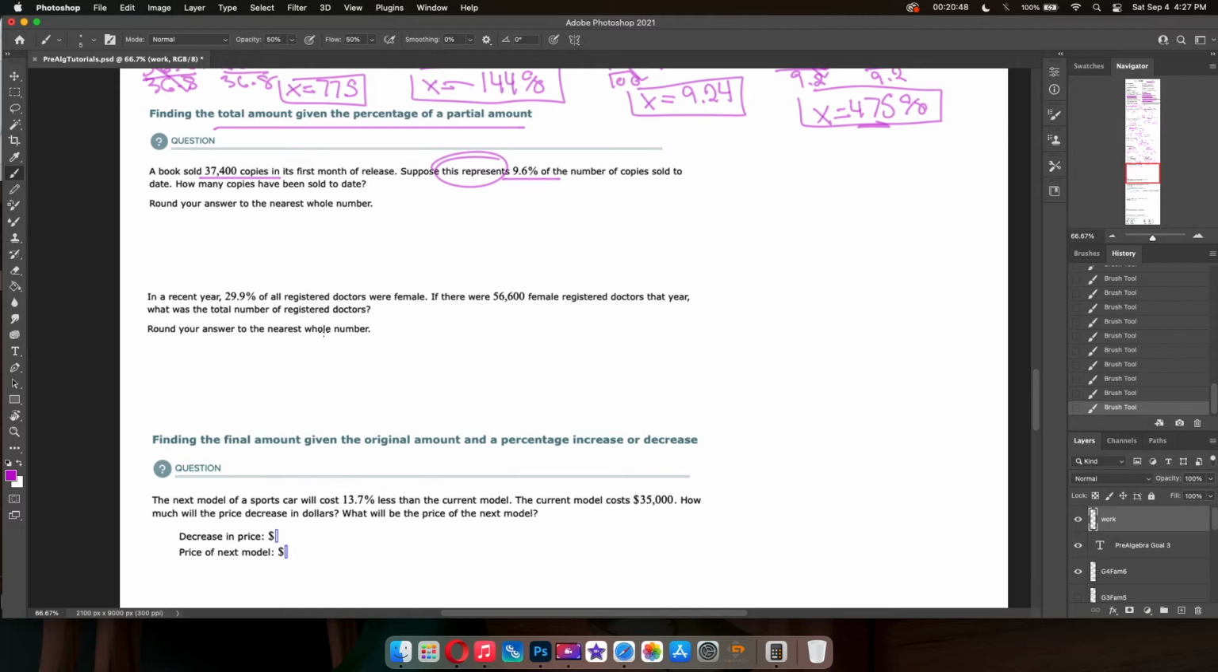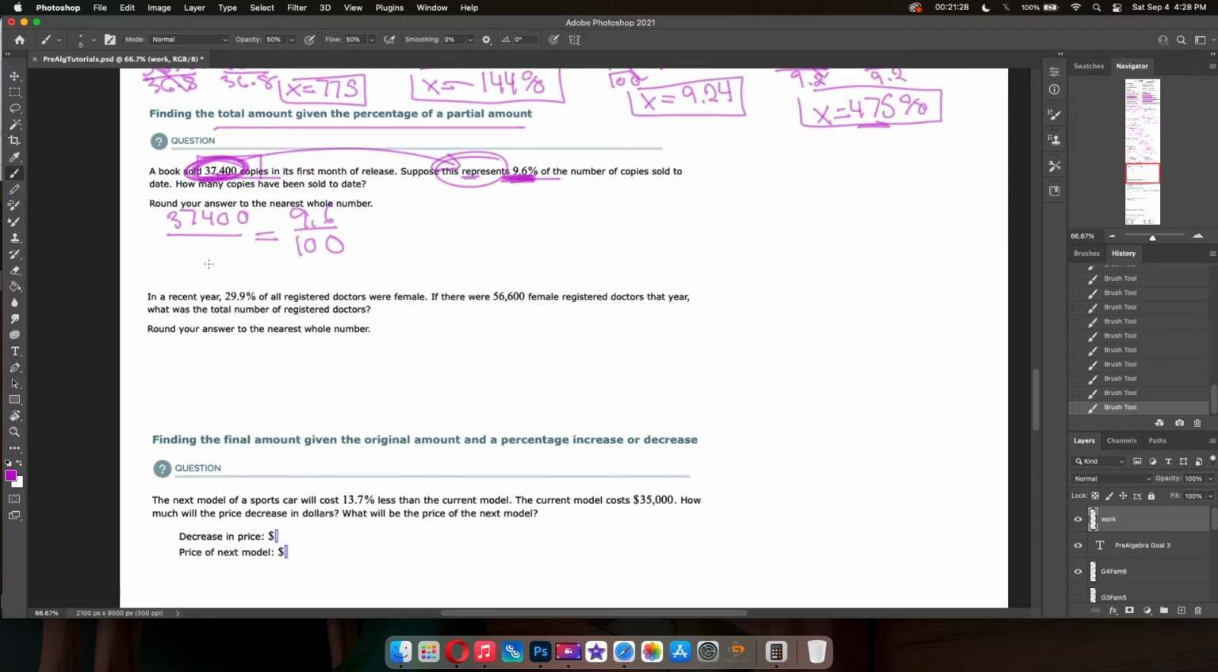Okay, so a lot of people, especially beginners, are going to look at that giant number and say, well, that goes in the bottom of the fraction, doesn't it? Well, let's think about this for a second. 9.6 over 100. This big old number represents only the 9.6%. In other words, with the word represents, they have linked the 37,400 with the 9.6%. And that means these two are besties. Since they're besties, they want to be next door to each other.